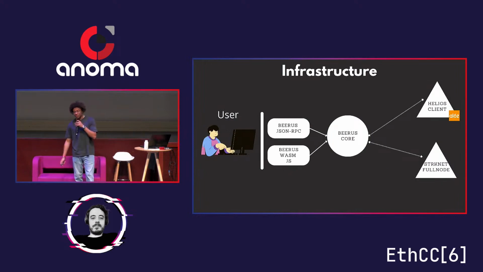So our infrastructure is pretty simple. Beerus Core is basically a wrapper for the Helios client and a Starknet full node, and I'm going to explain a little deeper why it is like that. Then the API for the user to interact with it is basically a JSON RPC and a WASM.js connector.